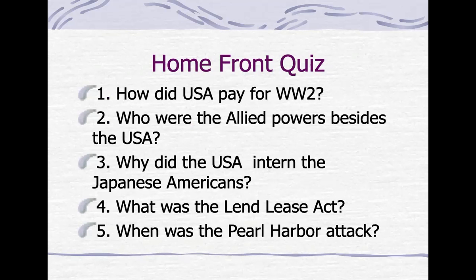All right, coming back here, let's go over the quiz. I don't have a slide for the answers, so we're just going to go down it right now. Number one, how did the USA pay for World War II? Bonds. Number two, who were the Allied powers besides the USA? Russia, or USSR if you want to put that, and Britain. Why did the USA intern Japanese Americans? Because they were afraid that if Japan attacked, the Japanese Americans would help them.